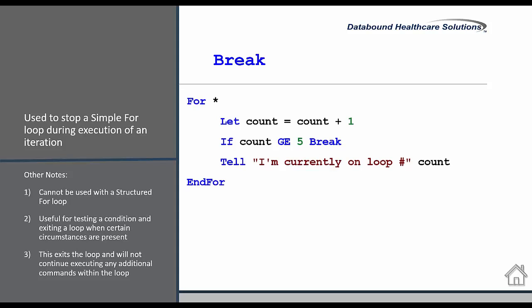You can see the example here: for star, let count equal count plus 1, and if count is greater than or equal to 5, break. And you can do this one as an inline statement so that you don't have to break it out into if, then, and if, etc. This one would say, tell I'm currently on loop number such and such. So this one would go through, and as soon as it reached 5 and was equal to 5, it would break out of that loop and stop processing. So you would get, I'm currently on loop number 1, 2, 3, 4, 5, and then it would break out.